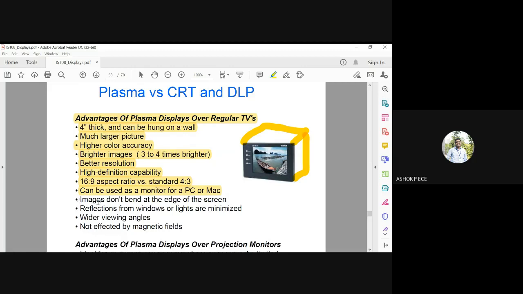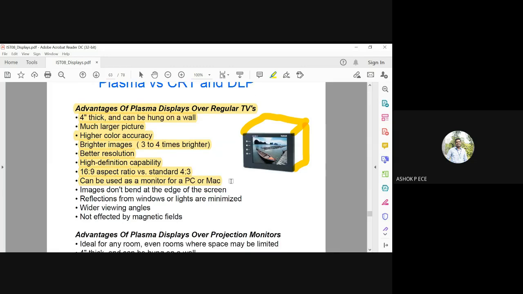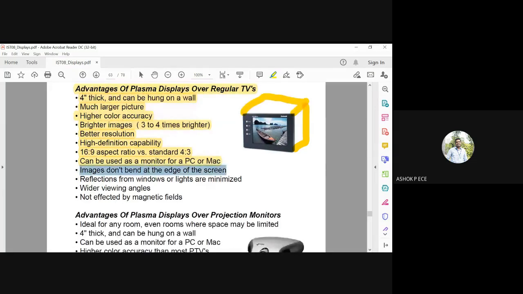Images don't bend at the edge of the screen, so the edges are very sharp, and you can see the image till the edge of your screen. Reflection from the windows and lights are minimized. Wider viewing angle and not affected by magnetic field. In CRT you have to bend the electrons by using a magnetic field, right? But in plasma displays there is no effect of magnetic field on the display. It is going to work well in a better way.